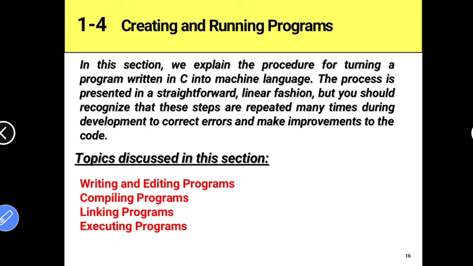Now come to the point of creating and running a program. You create the program in C, C++, or Java, but how is it run on the CPU, or how is it converted, because throughout the video we know that the machine knows only 1010. So there is a process to convert the program which you write in C, C++, or Java into machine language. In this section we explain the procedure for turning a program written in C into machine language. The process is presented in a straightforward linear fashion, but you should recognize that these steps are repeated many times during development, to correct errors and improve the code.